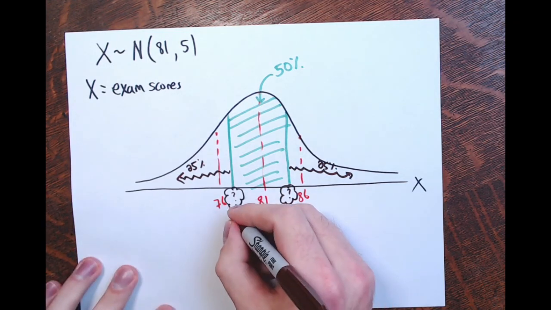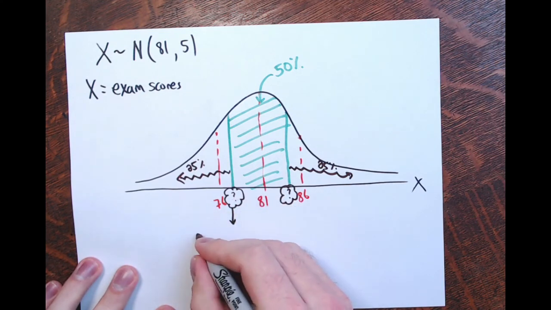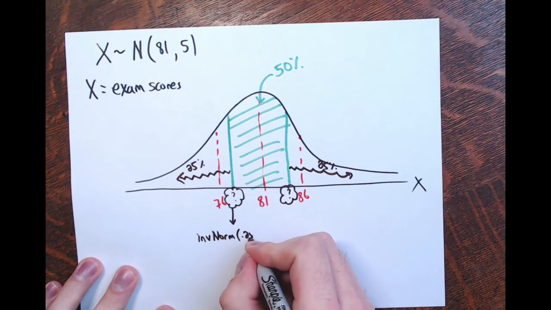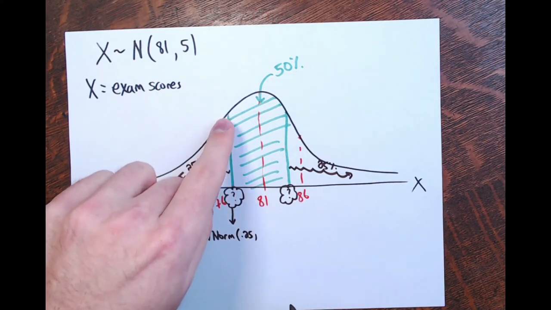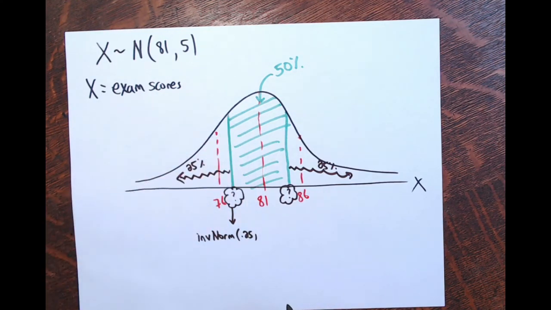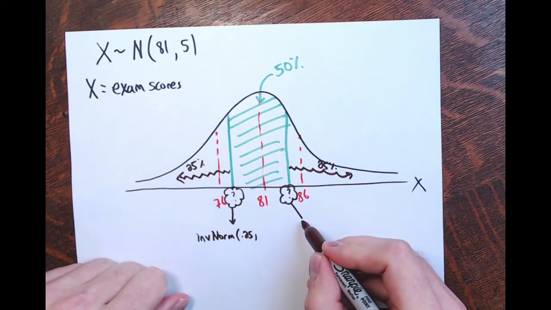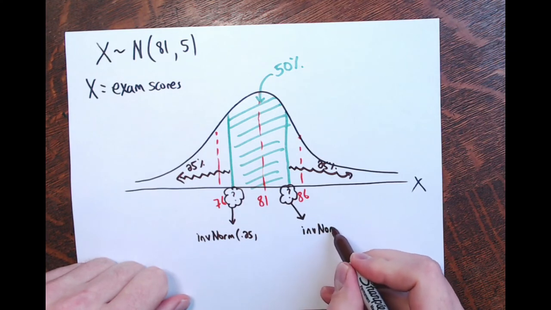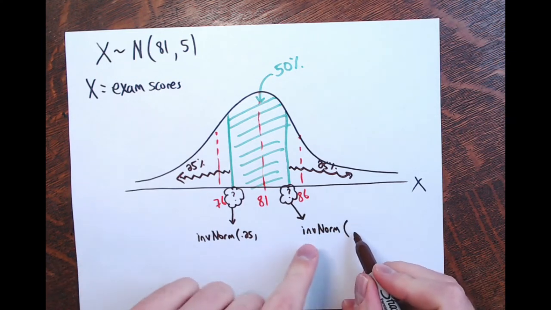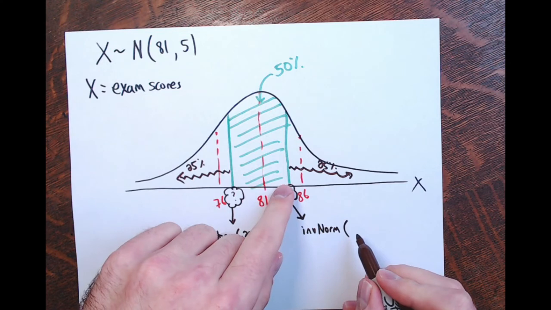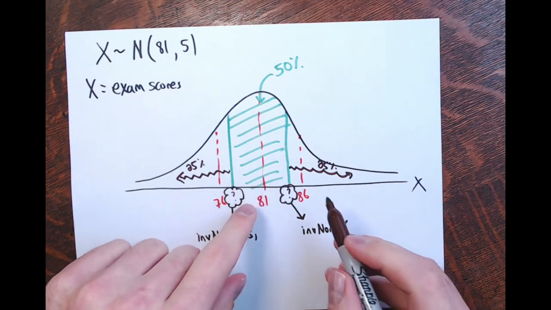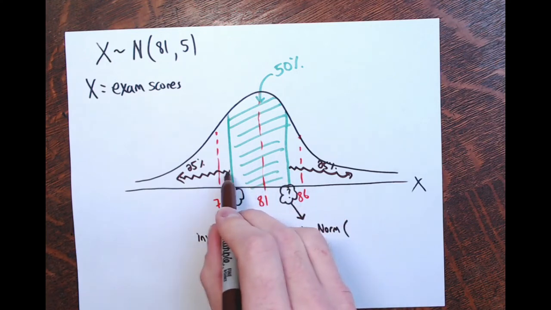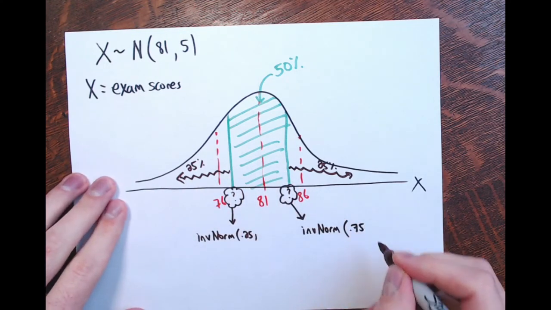for this value, this left value, I'm going to use inverse norm with 0.25 as my area to the left, right? The area to the left of this value is 25%. But for this value on the right, I'm going to use inverse norm. And then again, you enter the area to the left. Well, you got the middle 50%, and then you got 25 after that. So 50 and 25, I'm going to put 75% there.